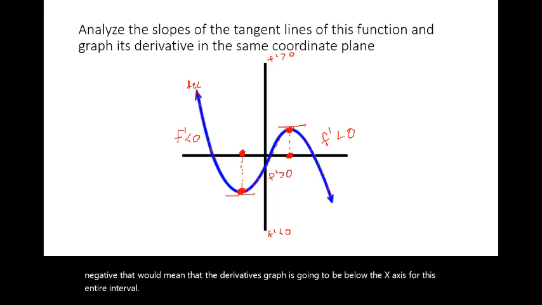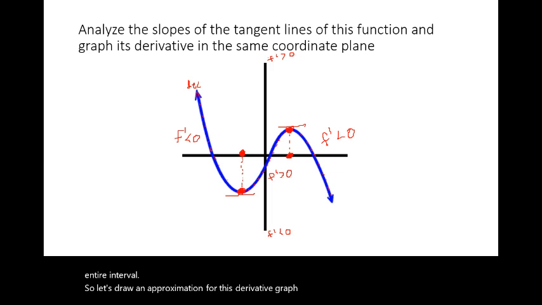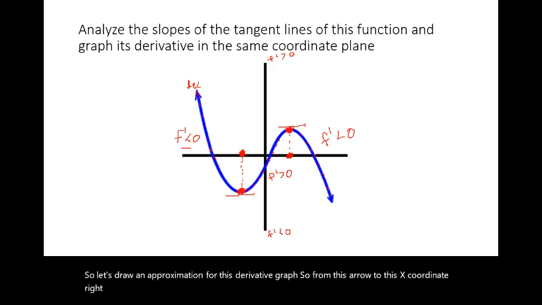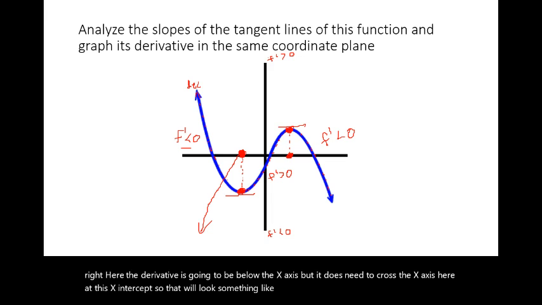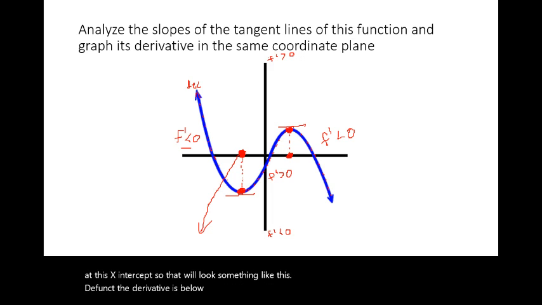So let's draw an approximation for this derivative graph. So from this arrow to this x-coordinate right here, the derivative is going to be below the x-axis, but it does need to cross the x-axis here at this x-intercept. So that will look something like this. The derivative is below the x-axis, but it crosses the x-axis right here.